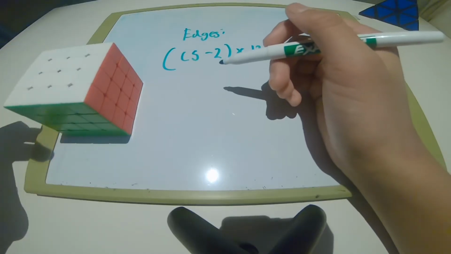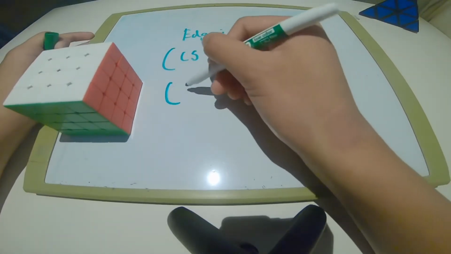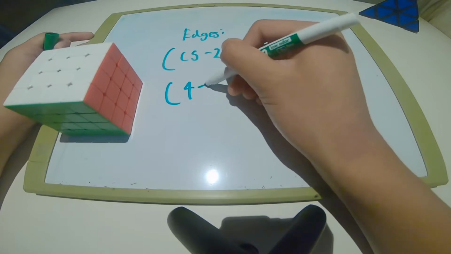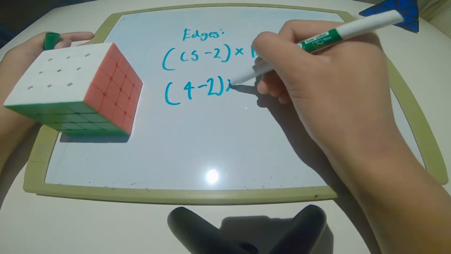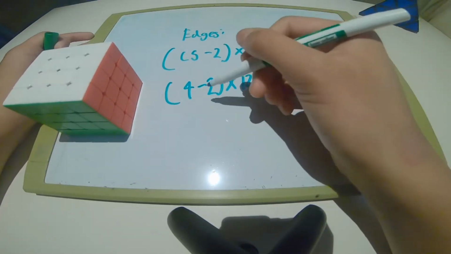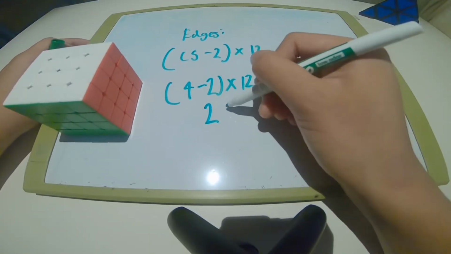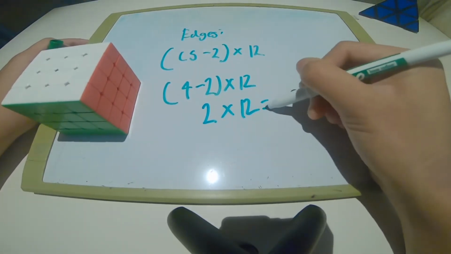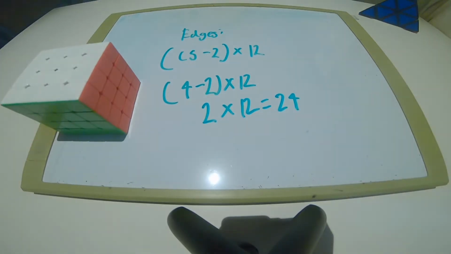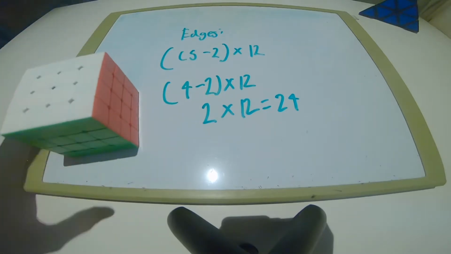So let's test it out on a 4x4. We can take cube size, which is 4. Then the formula tells us to subtract 2, multiplied by 12. So 4 minus 2, we always do the stuff in the brackets first. That's 2 times 12, which is 24 edges on the 4x4. And if you do want to count them up, there are indeed 24.